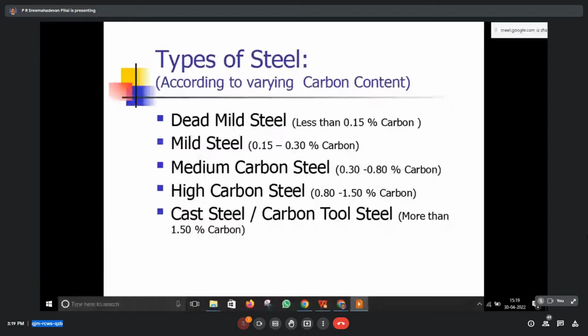And if the carbon content is more than 1.5%, we call it carbon tool steel. They are used only for making tools, cutting tools like that. Hammering tools should not have high carbon content. Only cutting tools. Cutting tools, I think you would have seen in your mechanical workshop. There are so many tools used for cutting steel and other materials. They are called cutting tools. They are called high tempered steel. They are also called carbon tool steel.